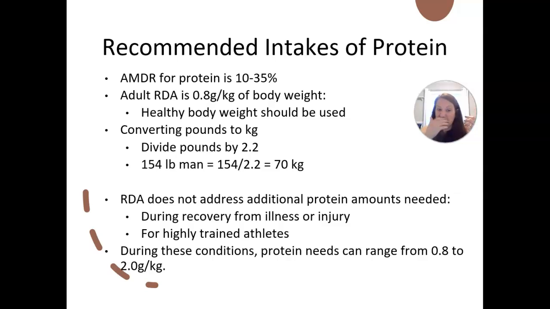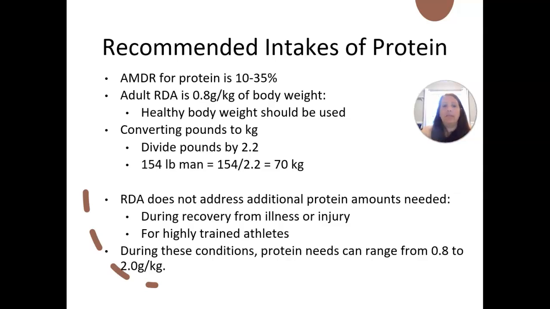So we can use the adult RDA, the recommended daily allowance. It is set to 0.8 grams of protein per kilogram of body weight. Okay, and healthy body weight should be used. So again, this 0.8 grams per kilogram is set for individuals who are not growing, who don't need to be in positive nitrogen balance. So these would be people that just need to be in equilibrium.